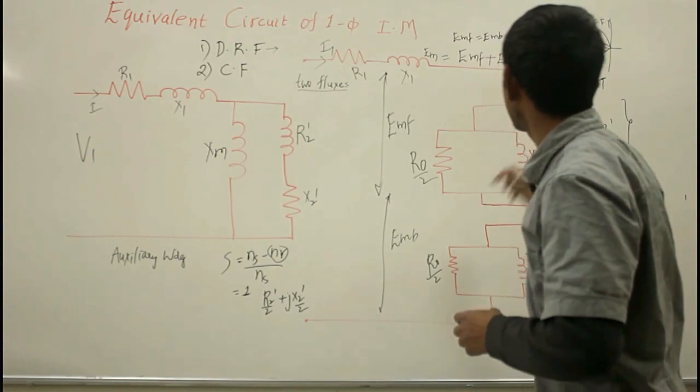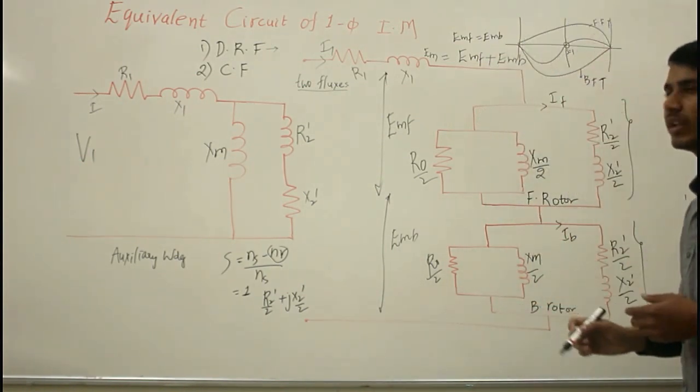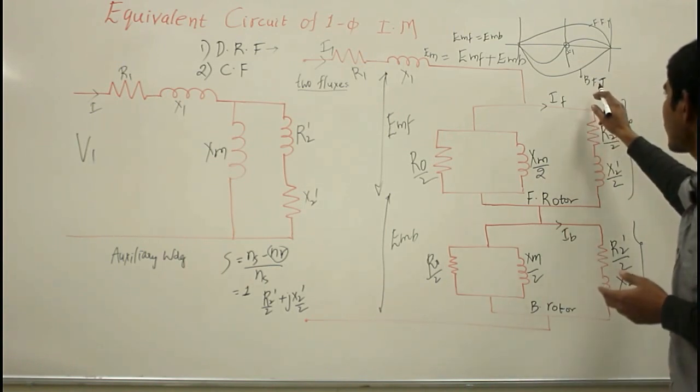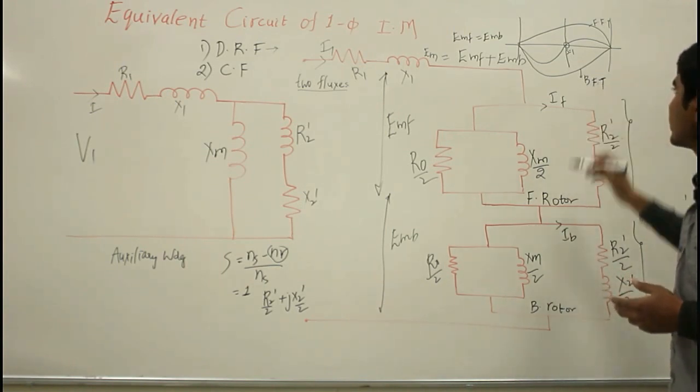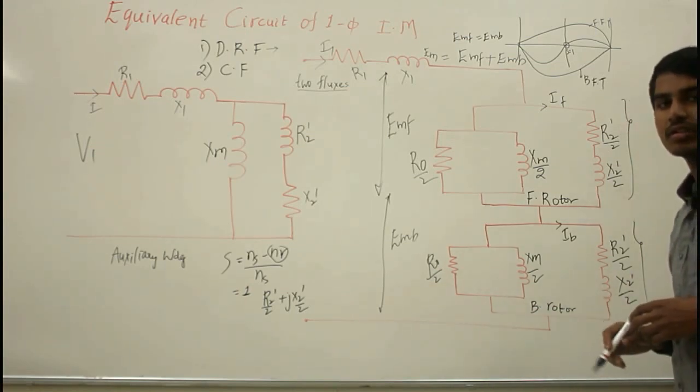If your forward field torque is greater than the backward field torque, then the direction of rotation of the shaft will be anti-clockwise, and similarly, if the backward field torque is greater than the forward field torque, then you have clockwise direction of rotation of the shaft.